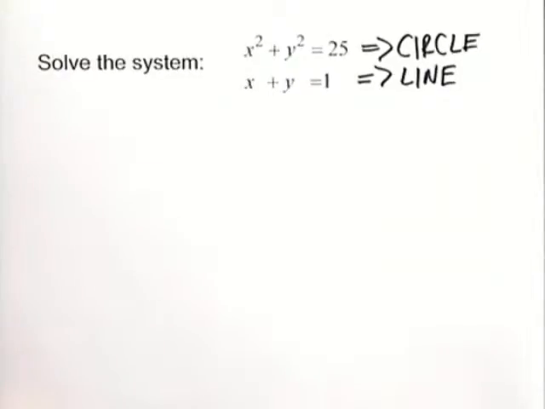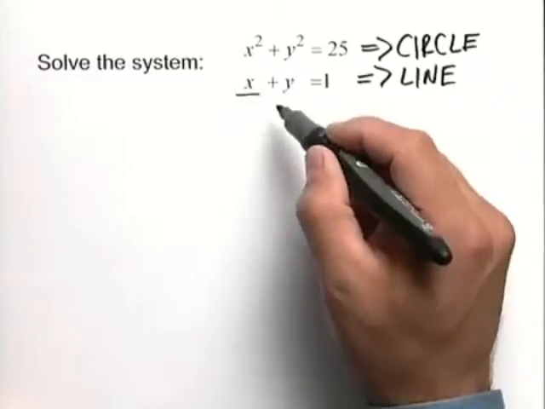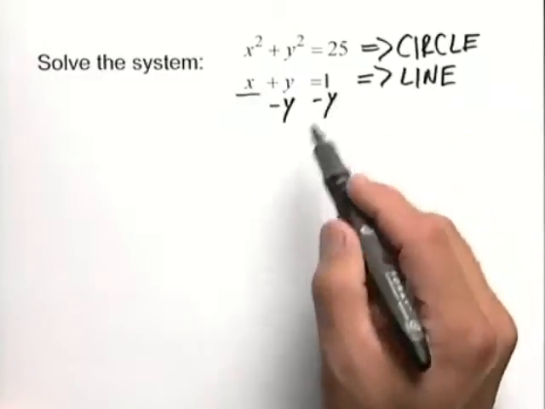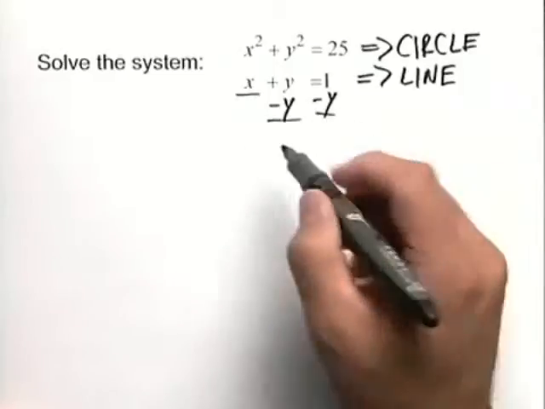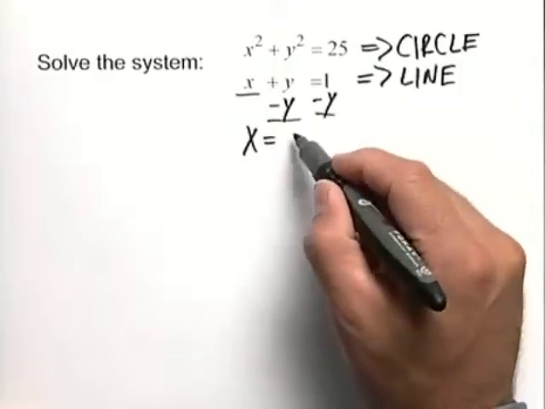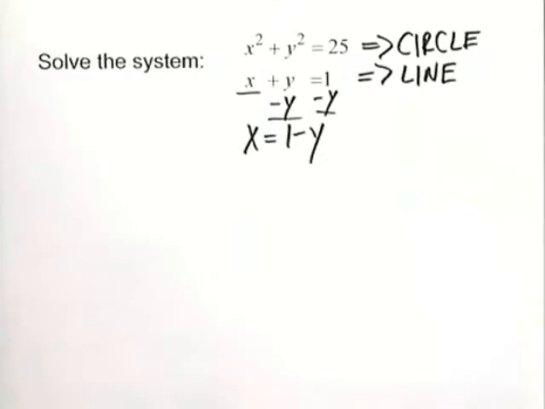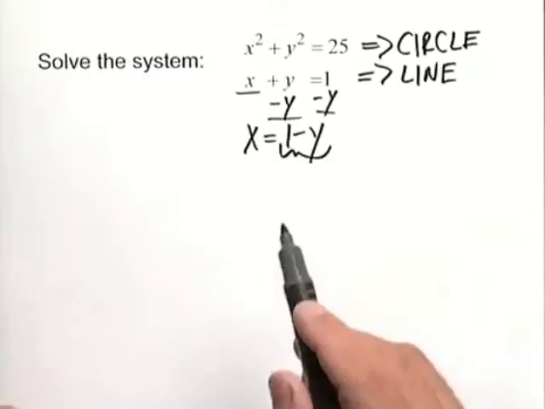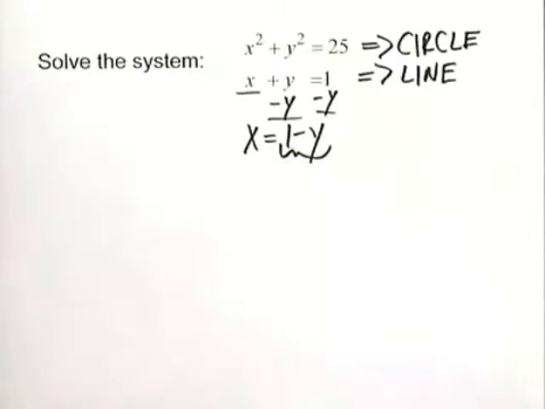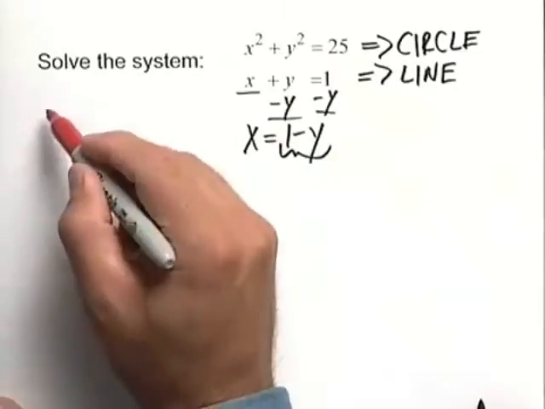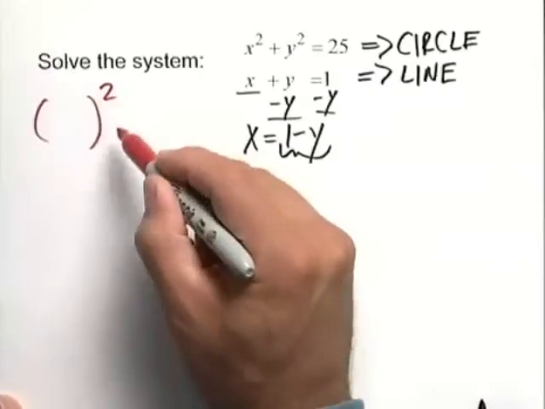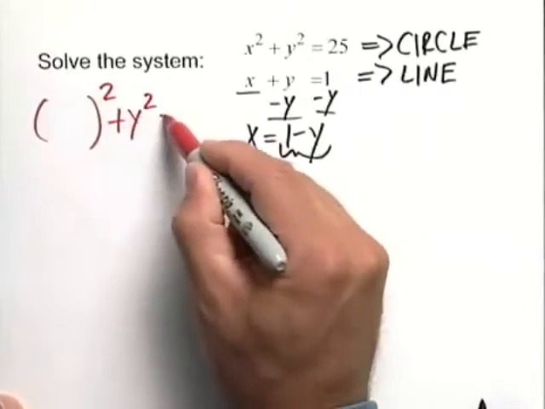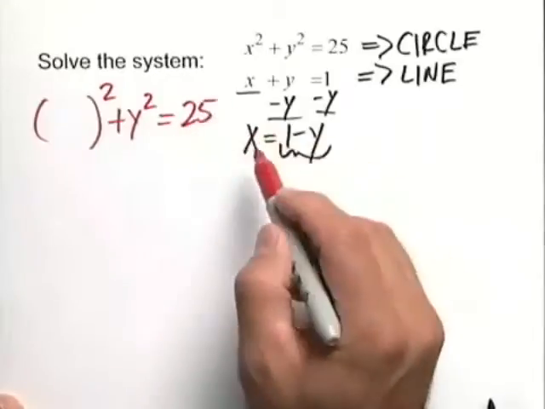A good way to solve this is by substitution. Let's solve for x in the second equation. Do that by subtracting y from both sides. And from this we get x is equal to 1 minus y. Now what we'll do is take this expression 1 minus y and substitute that in for x into the first equation. So if you look at our first equation here, it looks something like the following. X quantity squared plus y squared is equal to 25.